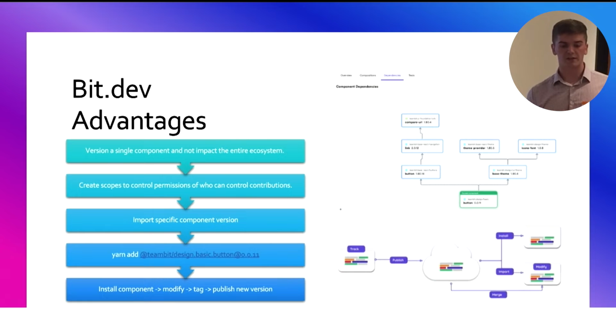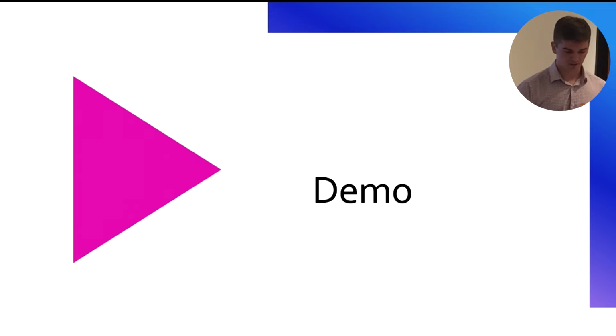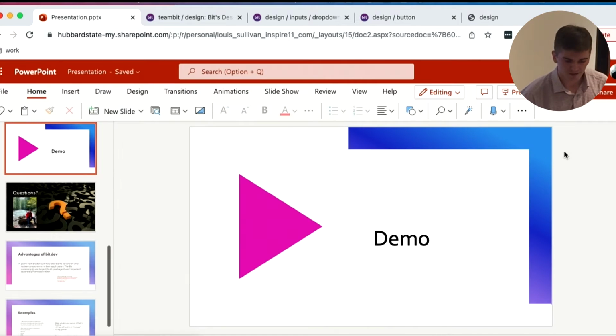But let's say they want to iterate on that component. They can import that component into their workspace, modify it as they see fit, version that individual component out, and then push it back into the Bit cloud. All right, so let's see how this works in practice.